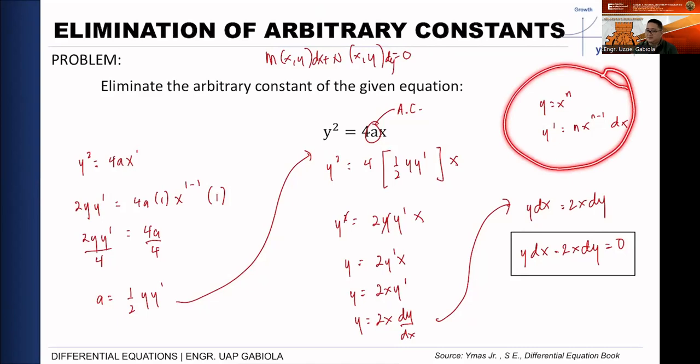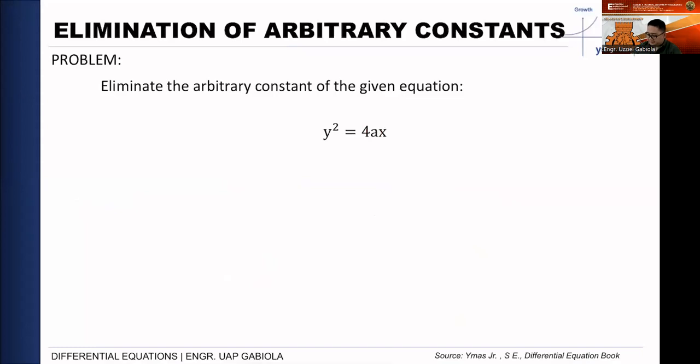Sir, pwede po makiulit nung pagkuha ng value ng A? Okay, sige. Let's try again to another sheet, no? Para mas ano natin. Okay? So we are given y squared is equals to 4ax. Okay? So again, identify natin ang arbitrary constant natin is 1, no? Ito 'yon. Okay? So, ibig sabihin, de-derive mo siya once.